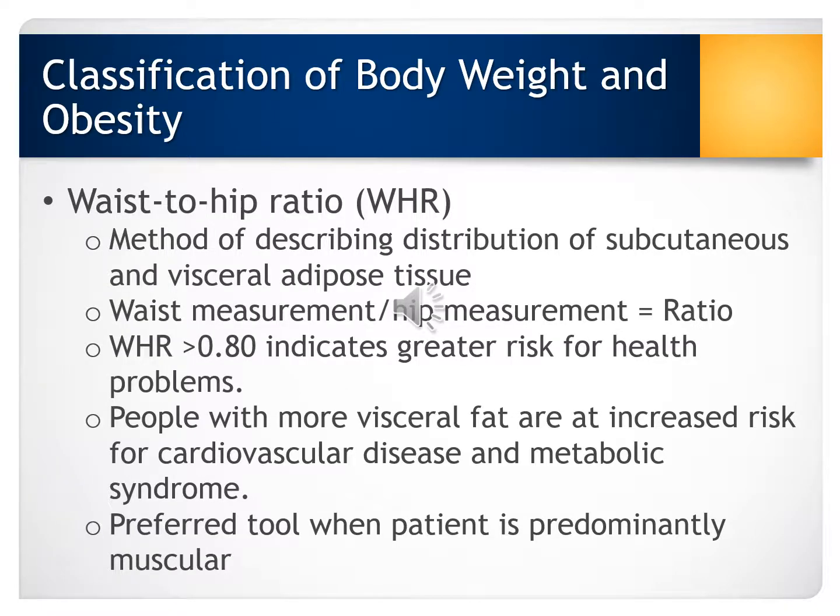The waist-to-hip ratio is another tool used to assess obesity. This ratio is a method of describing the distribution of both subcutaneous and visceral tissue. The ratio is calculated by using the waist measurement divided by the hip measurement. A waist-hip ratio less than 80 is optimal. Greater than 80 indicates greater risk for health problems. People with more visceral fat are at an increased risk for cardiovascular disease and metabolic syndrome. This is the preferred tool when the patient is predominantly muscular.